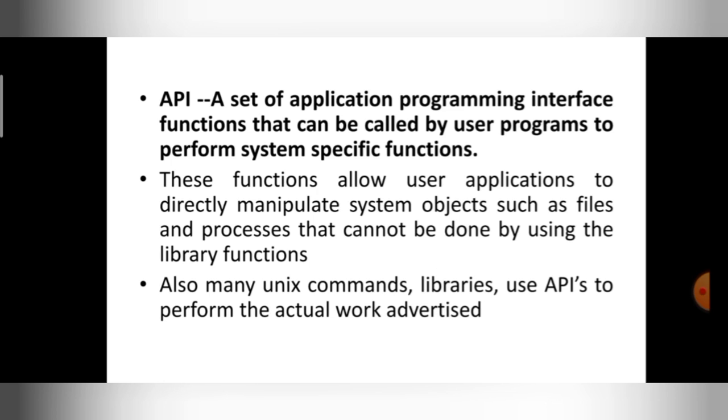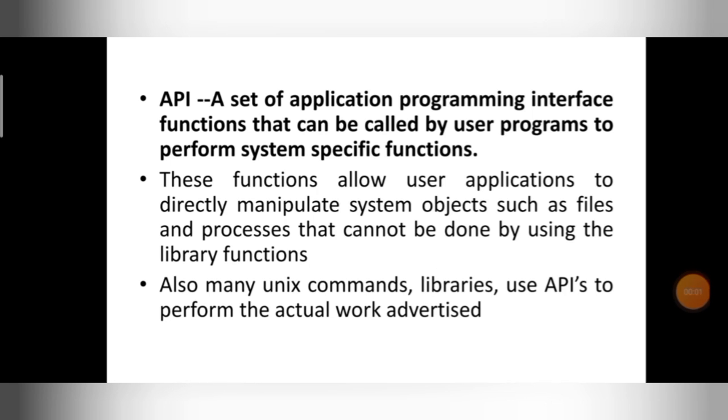These functions allow the user applications to directly manipulate the system objects such as files and processes. As a software developer, if you want your software to make changes to your system, for example, to create a file, delete a file, create a process, or delete a process, for each and everything we have APIs. For creating a file, create; for opening a file, fopen; for closing a file, fclose.